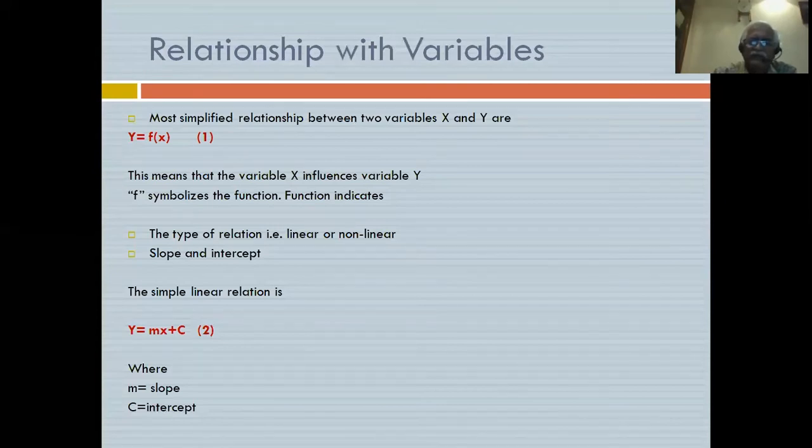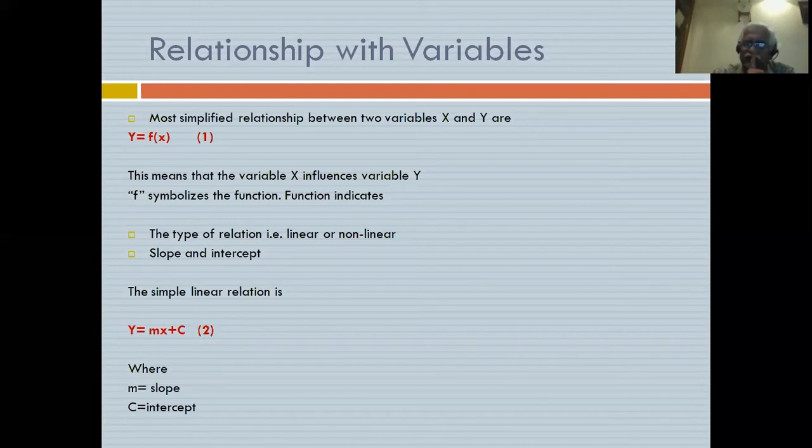The most simplified relationship between two variables x and y is y equal to a function of x. This means that x influences the variable y. F symbolizes the function, and the function indicates the type of relation, linear or non-linear, with slope and intercept that have to be found out. The simplest linear relation is y equal to mx plus c. It is a straight line.